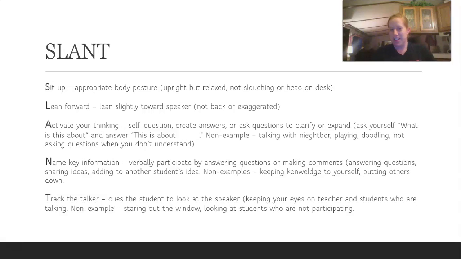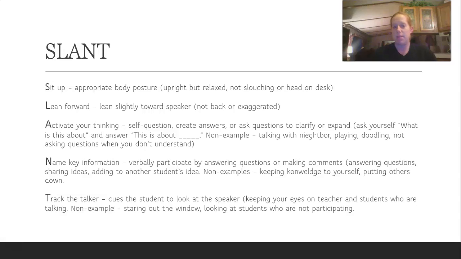Some non-examples of activate your thinking would be a student who's talking to another student and not listening, playing with different objects on a desk, doodling, or even not asking a question if you don't understand. So if you don't understand what the teacher or student is talking about, just sitting there, not asking questions would be a non-example.